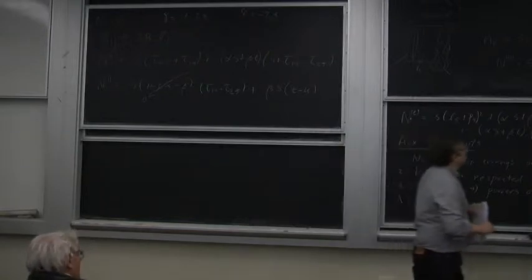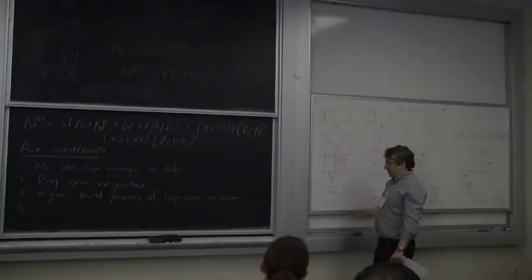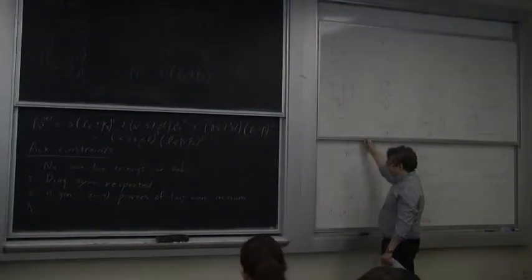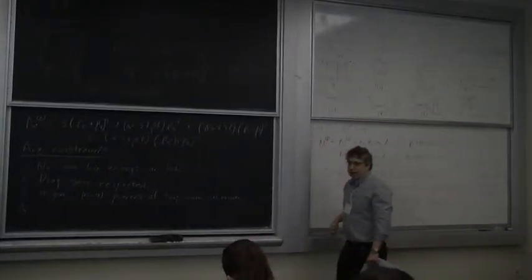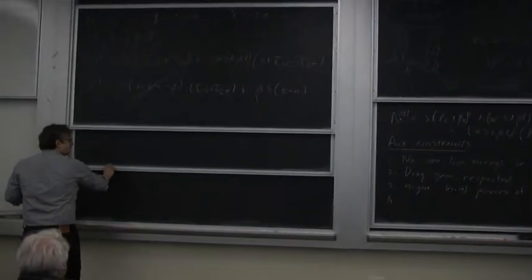Well, I'm not going to push this through the details of it, but diagram A is a happy guy because it has no powers of loop momentum in the numerator. It's only boxes. So you just look at the equation. You just push through the set of equations, and find out what diagram A is. Let me just tell you what diagram A is.